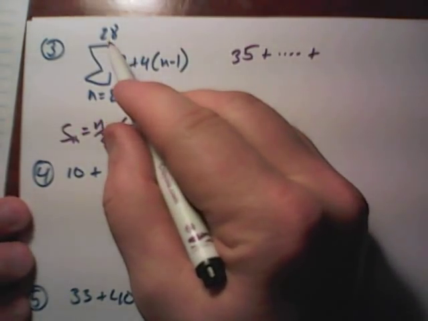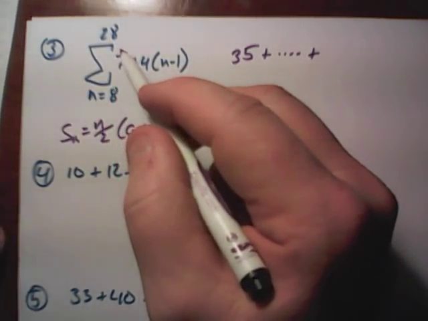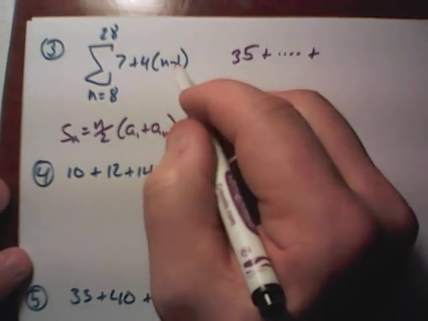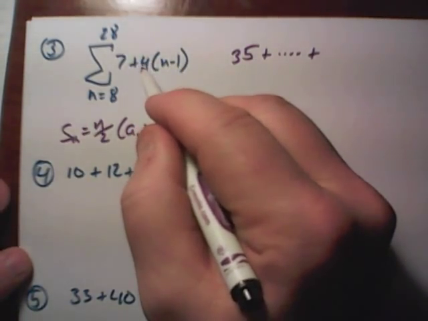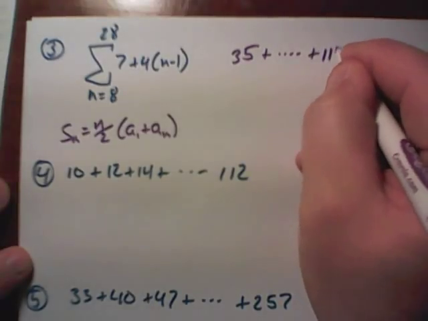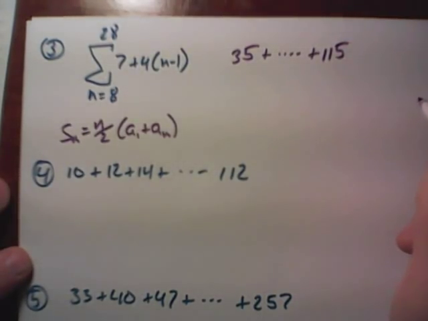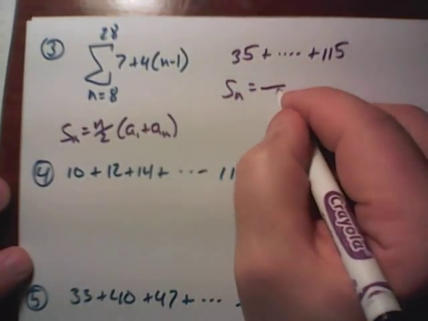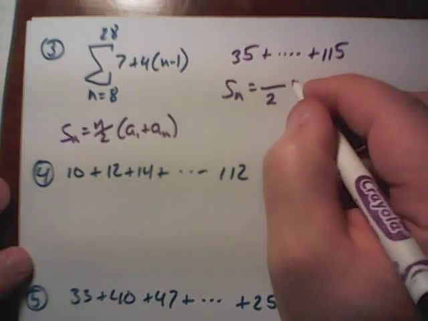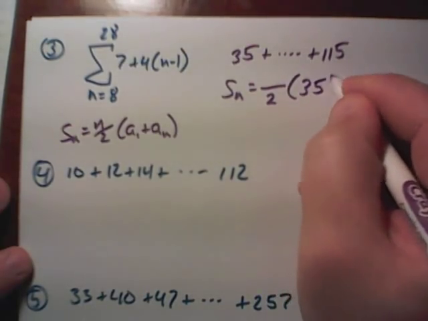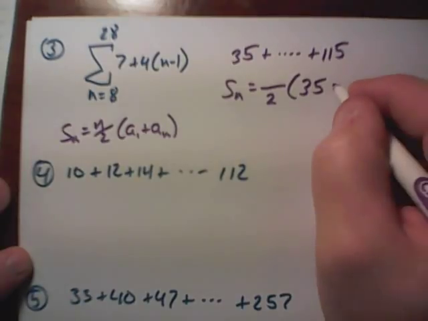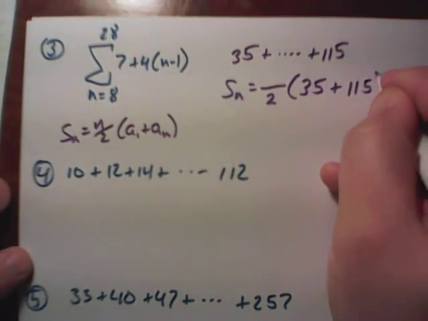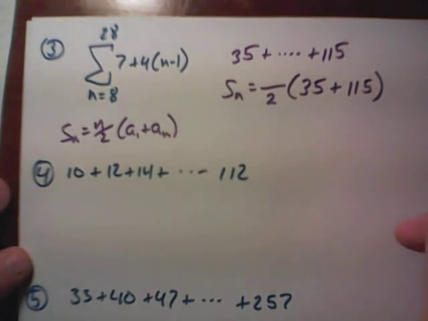My last term I could find by plugging in the number 28. And if I plug in the number 28, 28 minus 1 is 27, times 4 plus 7, I believe that is 115. And so using my formula, I'm going to take the number of terms and divide it by 2. I'm going to talk about that here in just a second. The first term that I'm going to use is 35, plus the last term is 115.